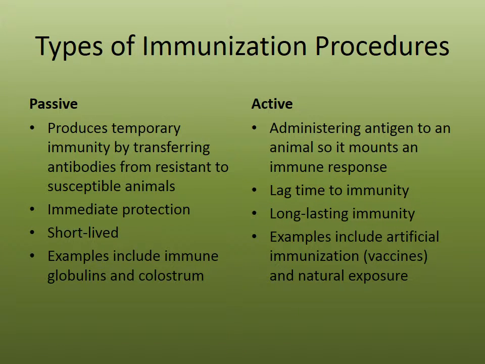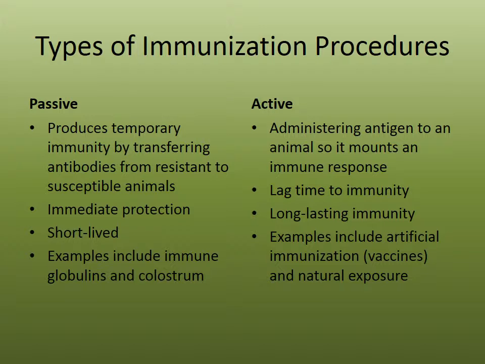Okay, so I wanted to start by talking about immunization procedures. There are two main types of immunization, and it's important to know the difference between them. Passive immunization produces temporary immunity by transferring antibodies from resistant to susceptible animals. You might remember in our last lecture that we talked about tetanus in a horse, and having blood from one horse who has already recovered from it or who has been vaccinated against it, basically infused into another horse, and that will actually give them temporary immunity.